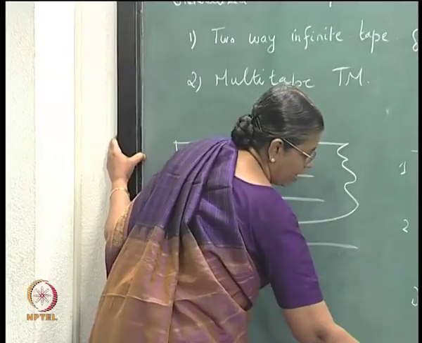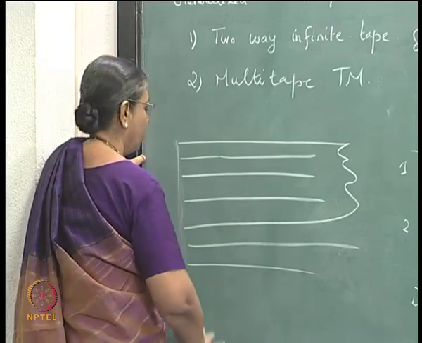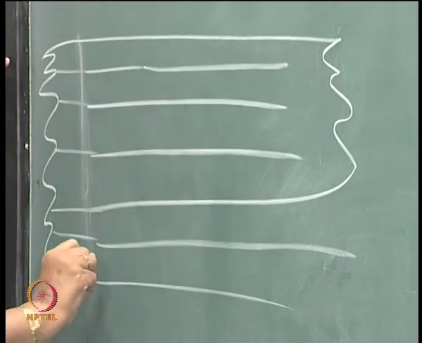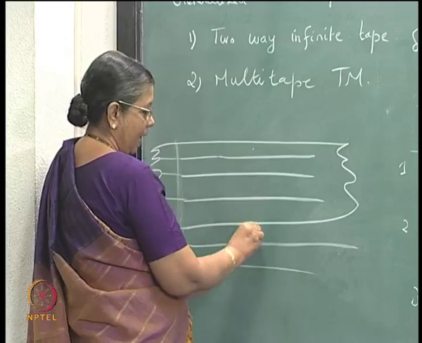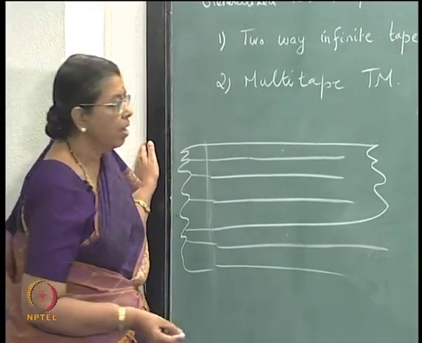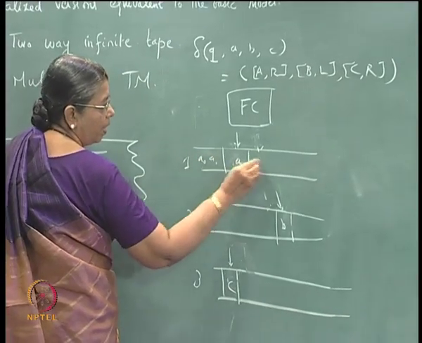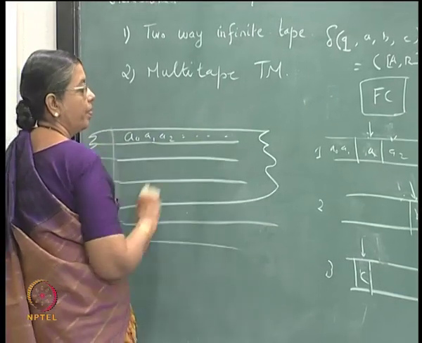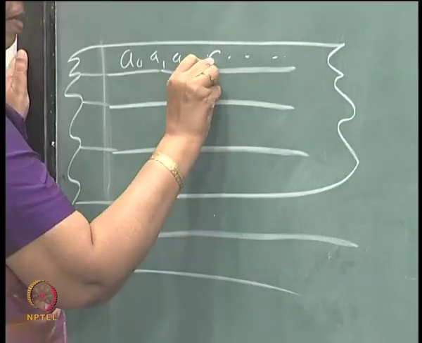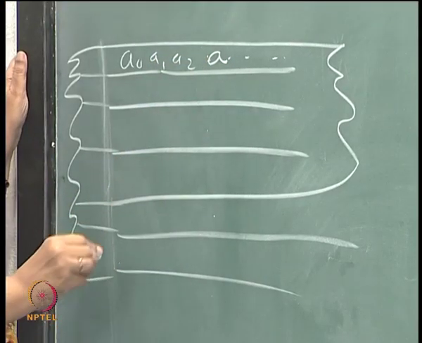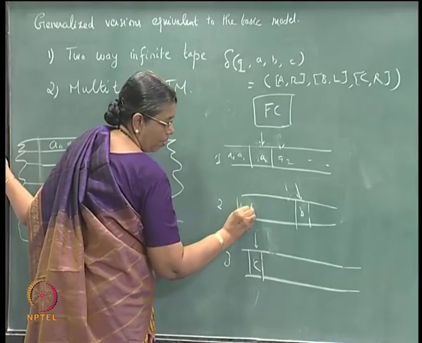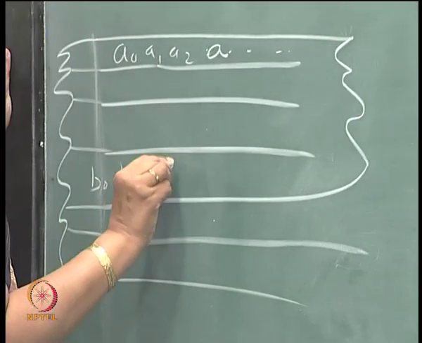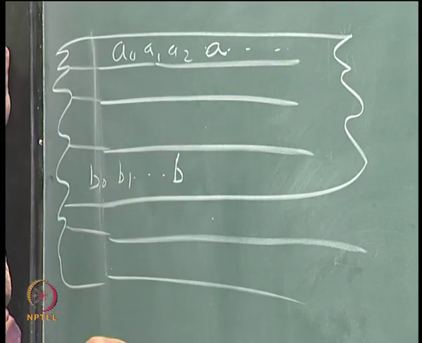You can have infinite in both directions, it does not matter. So, the odd tracks represent the contents of the tapes. Here something like A0, A1 is there, that will be represented as A0, A1, A2, etc. At a particular instance, the symbol A is being read. Similarly, if you have some B0, B1, B2, that will be there in the third track. It will be reading a symbol B at a particular instance.